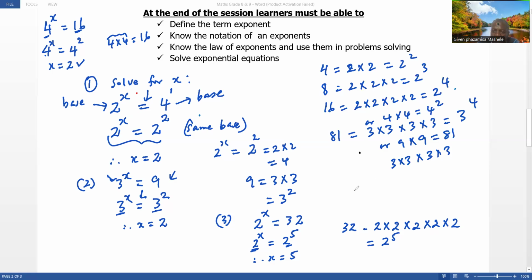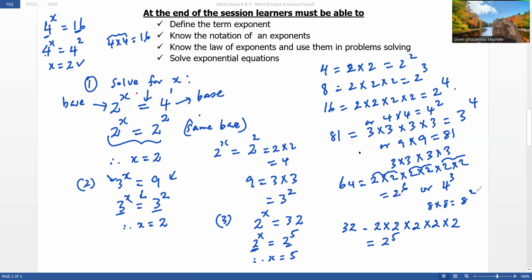So it's very important to know this. For example, 64 is the same as 2 times 2 times 2 times 2 times 2 times 2, 6 times: 1, 2, 3, 4, 5, 6. So this is 2 to the exponent of 6. Or we can just say this is the same as 4 to the exponent of 3, because this 4 and this 4 and this 4. Or we can say it's 8 by 8, which is 8 squared.